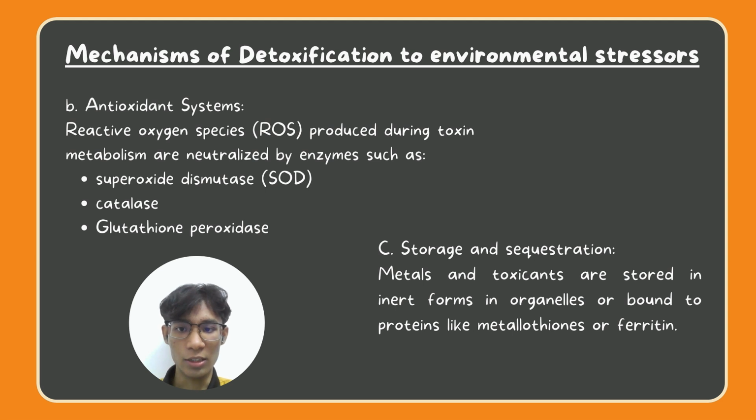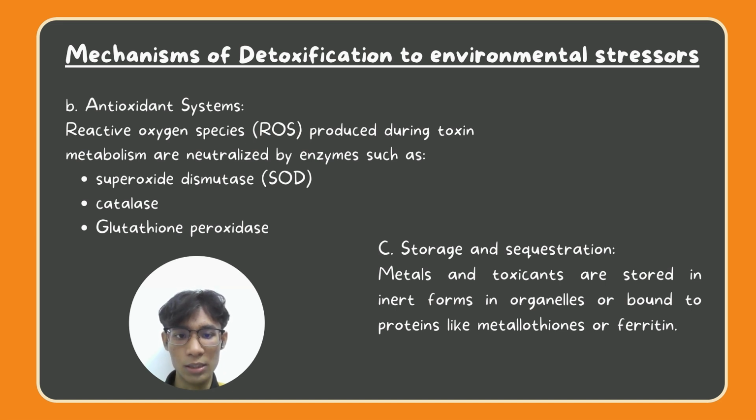So next one is the antioxidant system. Reactive oxygen species (ROS) produced during toxin metabolism are neutralized by enzymes such as superoxide dismutase (SOD), catalase, and glutathione peroxidase. The function of the antioxidant system is to protect cells from oxidative damage caused by toxic metabolism and environmental stress like UV radiation and pollutants. So, it will regulate redox balance, which is crucial for maintaining cellular health.